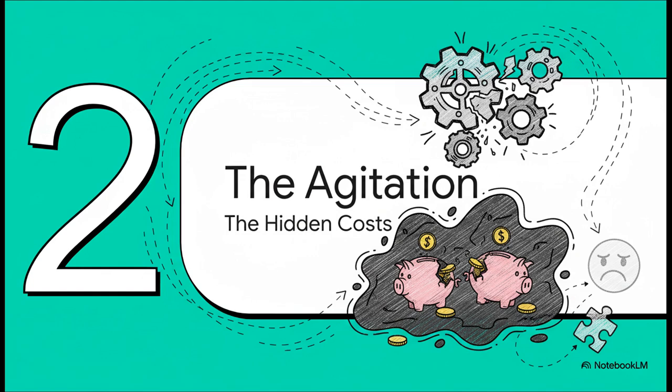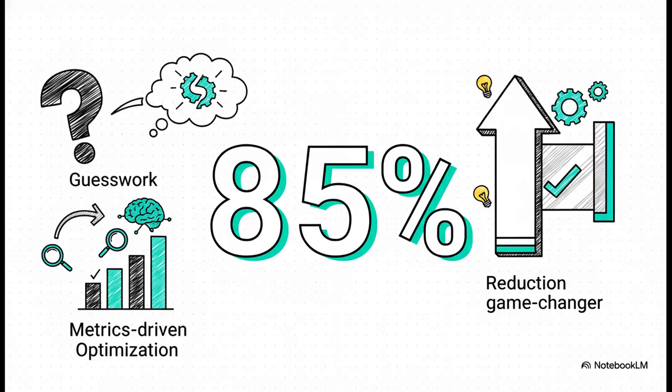But here's the kicker. This guessing game, it's not free. Not at all. It comes with some serious and often totally invisible costs that can quietly sabotage your projects, blow up your budget, and tank your user experience. What if I told you that just changing your approach could slash the number of production incidents by a whopping 85%? I mean, that's what some industry reports are showing. This number represents the incredible drop in failures you can see when you stop guessing and start using metrics to optimize. It is an absolute game changer.